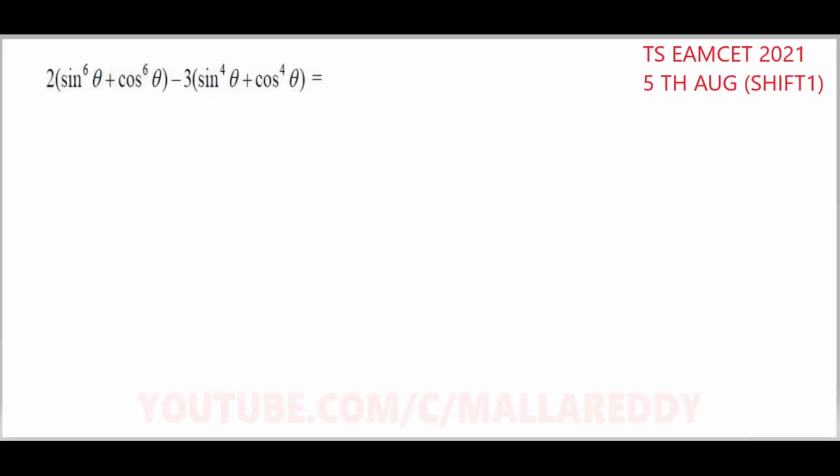2 into sine power 6 theta plus cos power 6 theta minus 3 into sine power 4 theta plus cos power 4 theta. So here we put theta is equal to 90 degrees. That is 2 into sine 90 whole power 6, that is 1 power 6, plus cos 90, this is 0 power 6, minus 3 into sine 90, that is 1 power 4, plus cos 90, this is 0. That is 2 into 1 power 6, 2, minus 3 into 1 power 4, 3, that is 2 minus 3 is equal to minus 1.